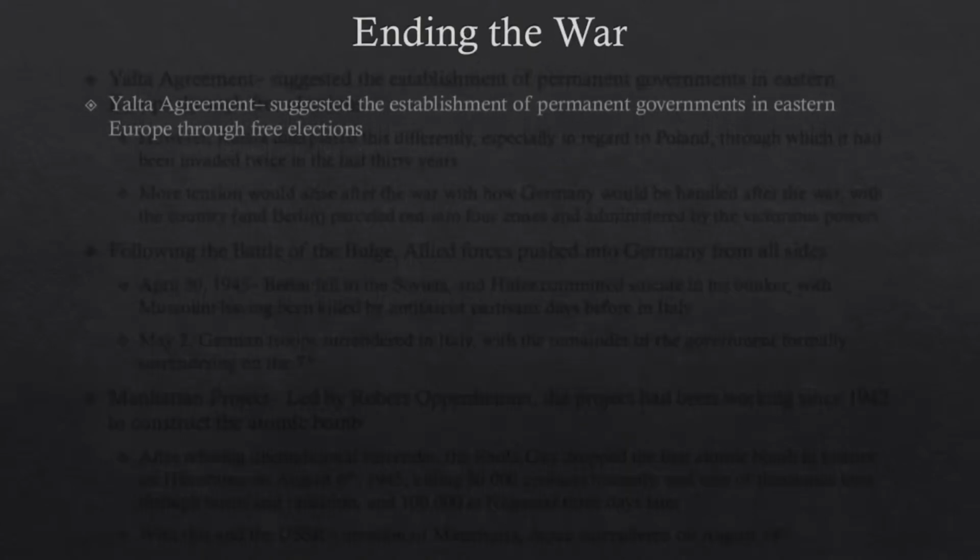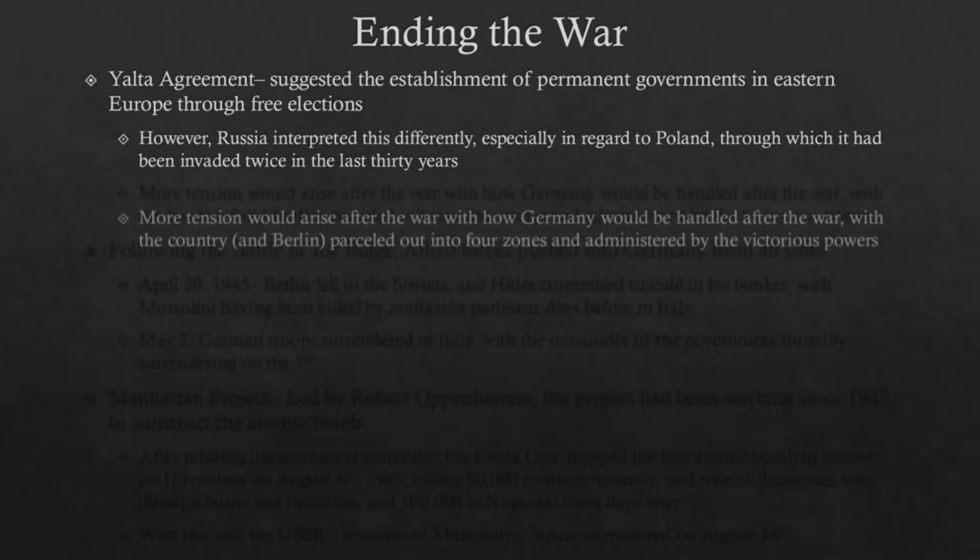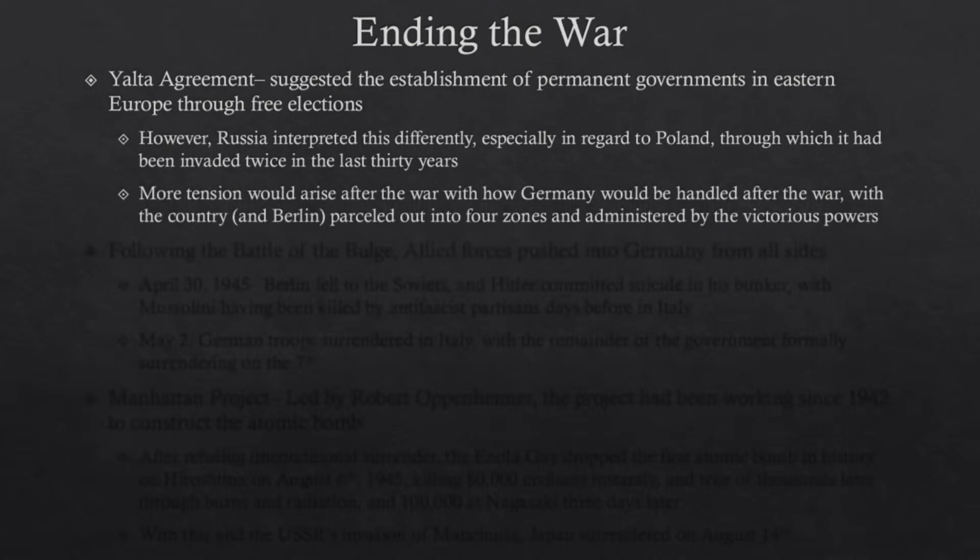So, to end the war, we had the Yalta Agreement between the powers before the war was actually over, establishing permanent governments in Eastern Europe. Russia didn't really like this idea because it had been invaded through Poland twice and felt like it needed to set up its own government in Poland as a buffer zone. And then also, they needed to figure out how to establish a Germany.